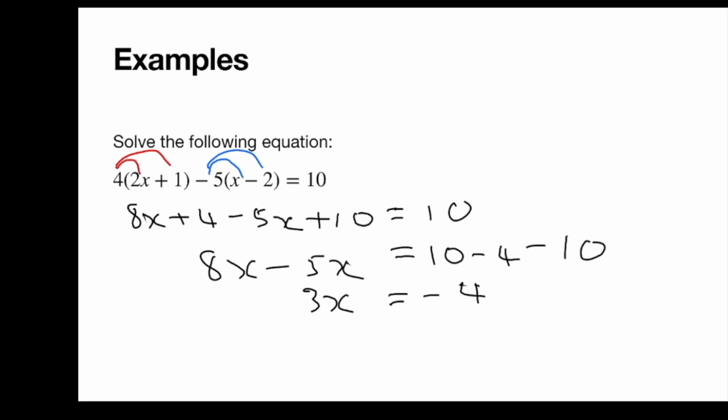To get x, divide by that number in front of x. So divide by 3. And this will give you, these will cancel out. So x is equal to negative 4 over 3. Leave it like that. You can write it as a mixed number if you want. Otherwise, you can just leave your answer as x is equal to negative 4 over 3.